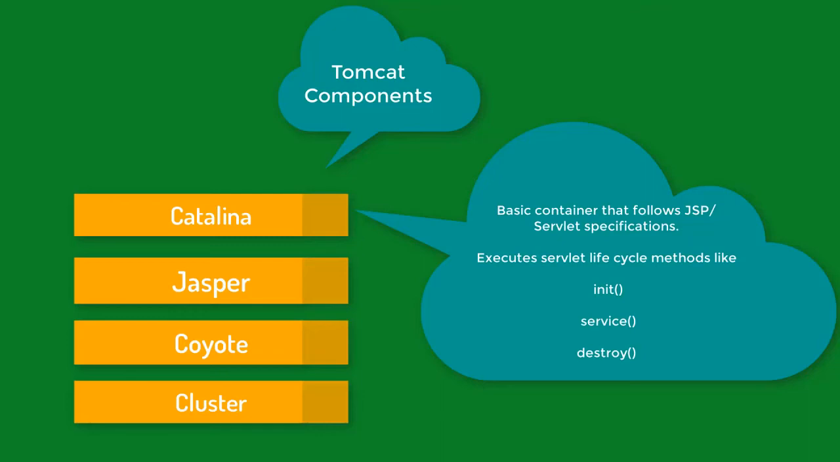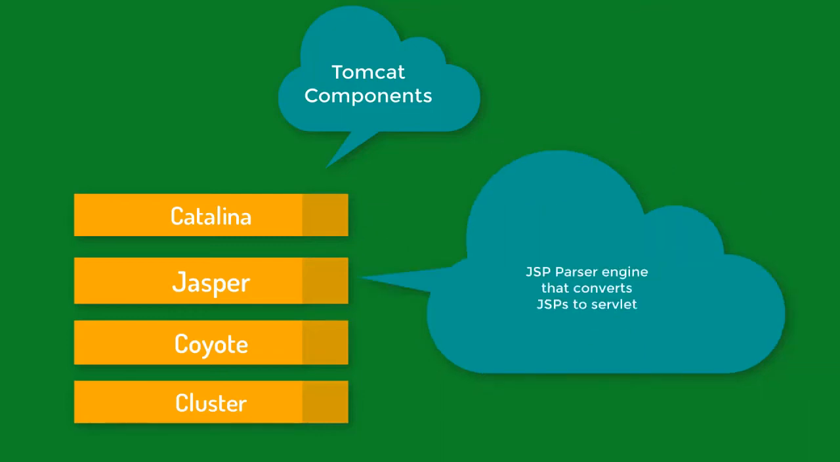Then comes Jasper. Jasper is another component which is basically a JSP parser. It reads through the JSP file and generates a servlet on the fly, which is thereafter taken care of by Catalina for the lifecycle execution. If at runtime any JSP is modified, then this component is also responsible for detecting the change and compiling it into a servlet before serving the response.